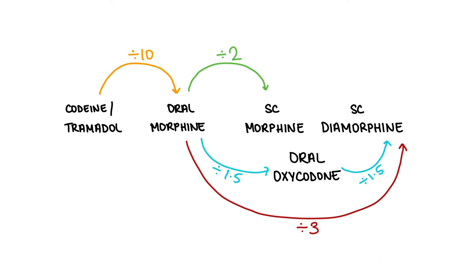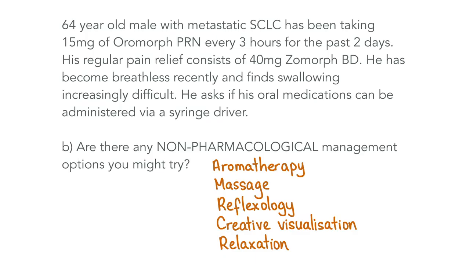But if the pain isn't well controlled, it's important to reassess the causes of pain and the treatments previously tried. Treat the cause of the pain if reversible causes are found. In palliative care, alternative methods of pain control are used and have been very beneficial to patients, as there are reduced side effects. Part B of the question asked about non-pharmacological methods of pain relief. Some examples of alternative methods of pain control are aromatherapy, massage, reflexology, and creative visualization and relaxation.